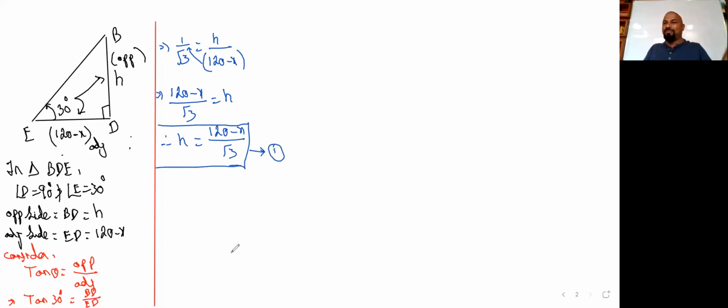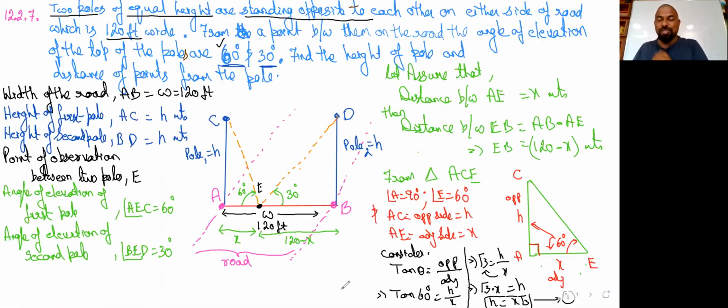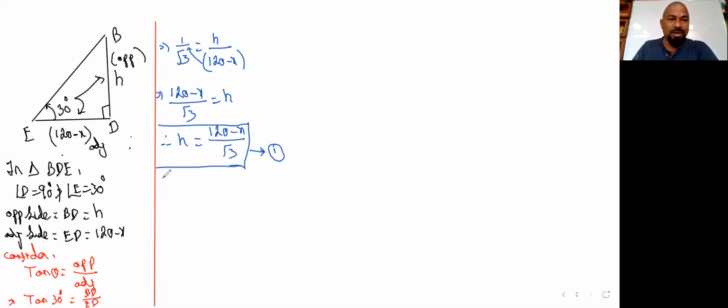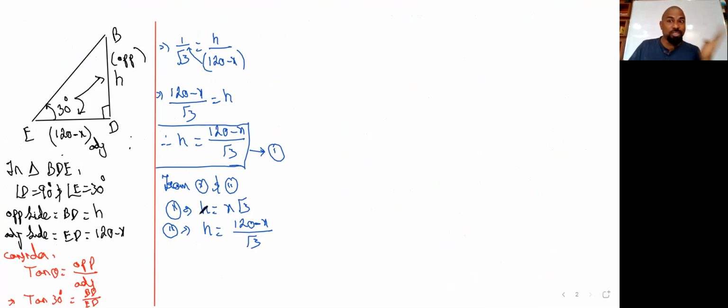So if you check the first equation, we got H equal to X root 3. And in the second equation, what did we get? From equations 1 and 2, the first equation is H equal to X root 3, and the second equation is H equal to (120 minus X) by root 3. All right, in both equations we have the same H. Therefore, remove that H and write only these two expressions. That is what we have.